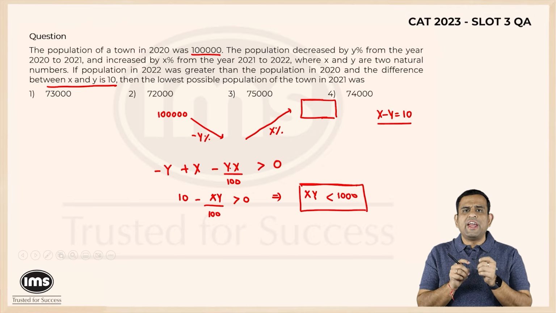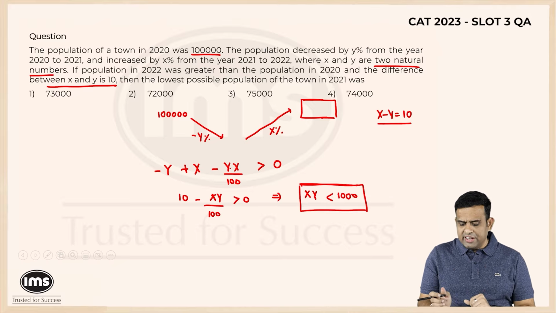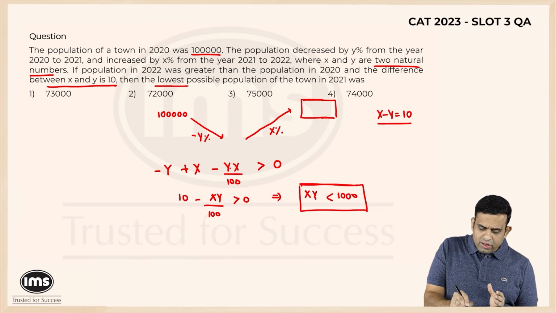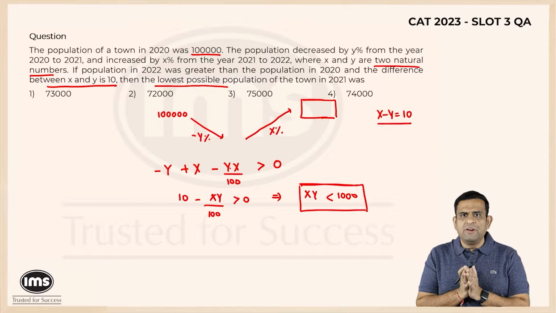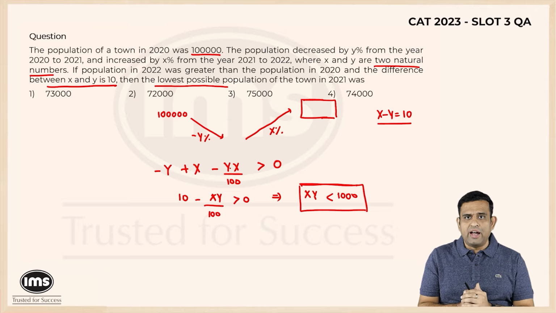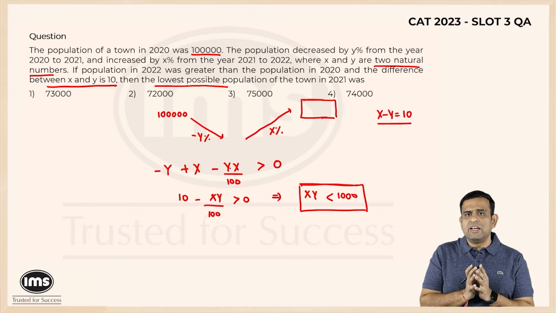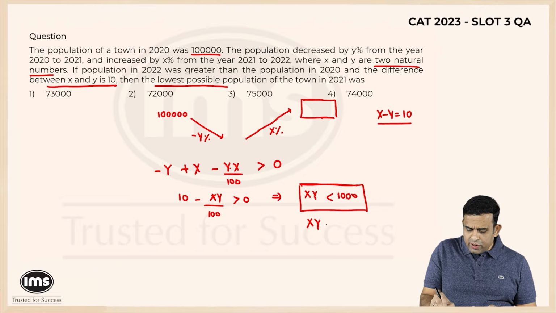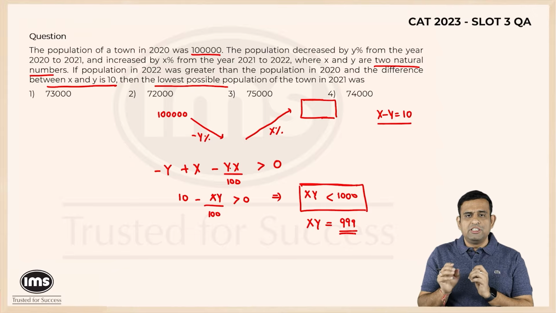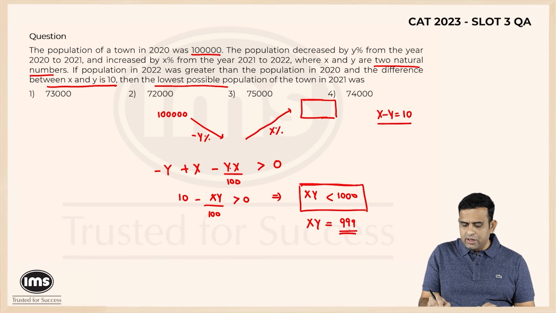Now please note that since X and Y are both natural numbers, and if I want X into Y to be less than 1000, then to find the smallest possible population in 2021, we need to take the value of Y as large as possible. That means the value of X also becomes as large as possible. So if X into Y needs to be less than 1000, the largest possible product of X and Y can be 999. Obviously we want to check whether it is possible or not. So X minus Y equals 10, X into Y equals 999.